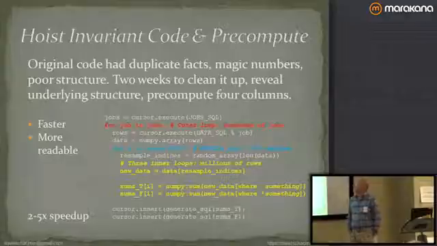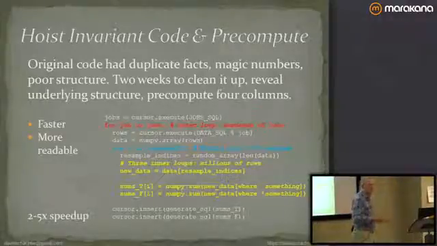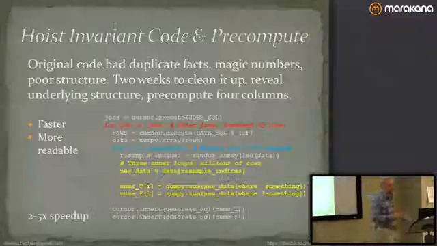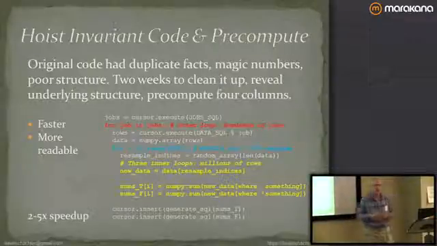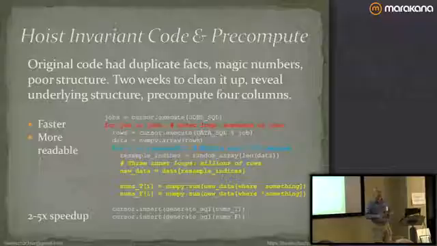The first of those speedups is hoisting invariant code. I spent 2 weeks of the 8 weeks just cleaning up the code. It went from 700 lines to 2,000 lines in the process. But the resulting code was well structured. Duplicate facts were centralized. Magic numbers were given names. In several cases, there were magic numbers where the same number would appear in multiple places with different meanings. So I had to figure that out, back that out of the code.